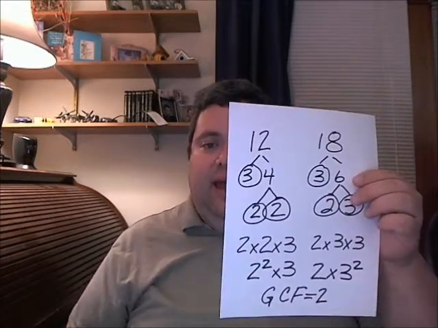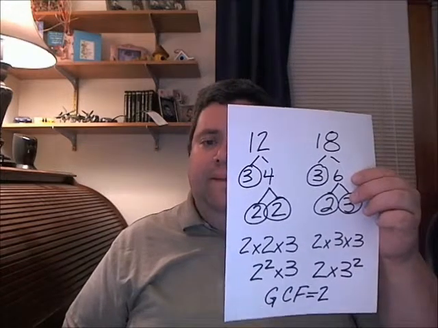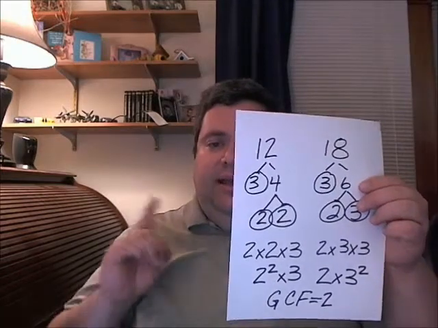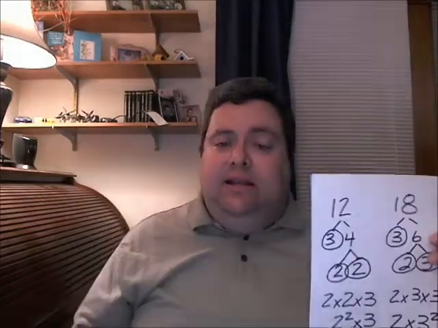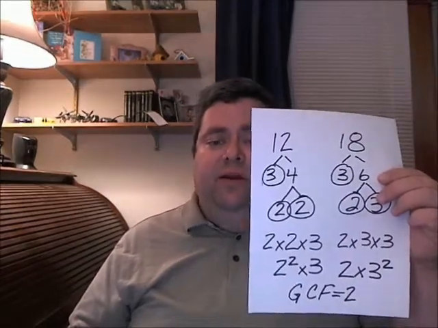So we look at it, and are there any other numbers? Pause for a moment if you need to and look. And hopefully you discovered why. Yes, there is. They have a 3 in common. Both 12 and 18 had a prime factor of 3. I get 1 3 because of that. And I would write that 3 down at the bottom as a multiplication problem.